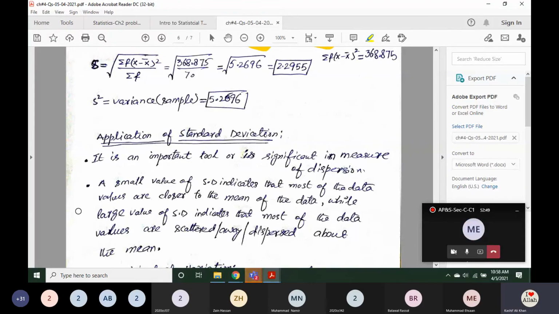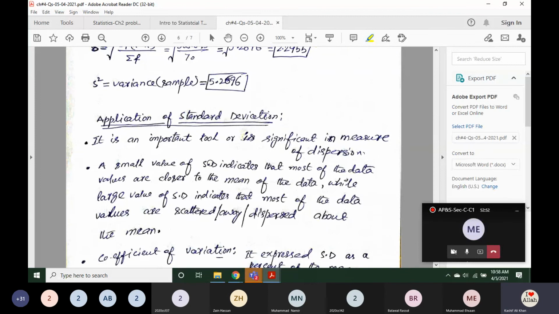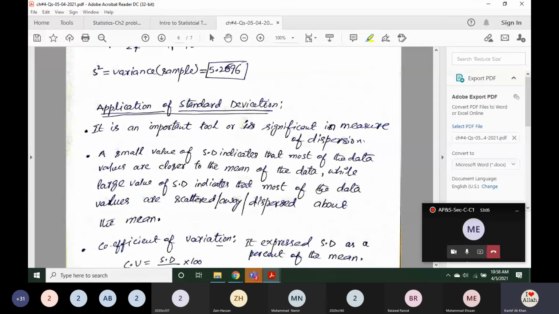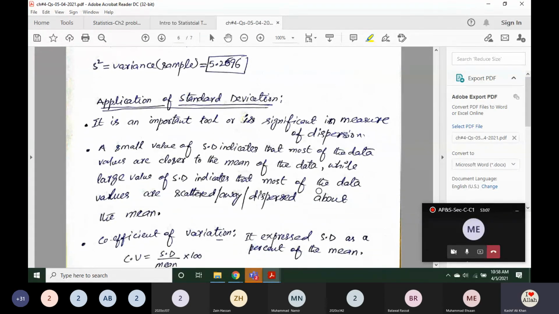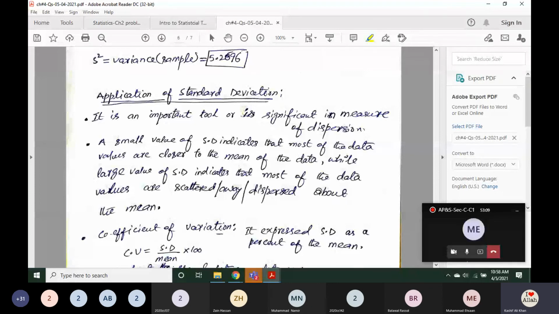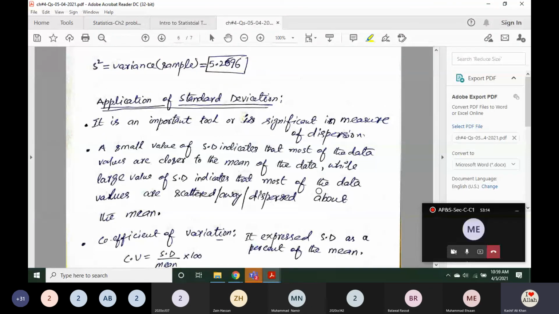A small value of standard deviation indicates that most of the data values are closer to the mean of the data, while a large value of standard deviation indicates that most of the data values are scattered or away or dispersed about the mean. We have already gone through some of the examples about the standard deviation, so please revise my previous lecture. You will gain some more understanding.